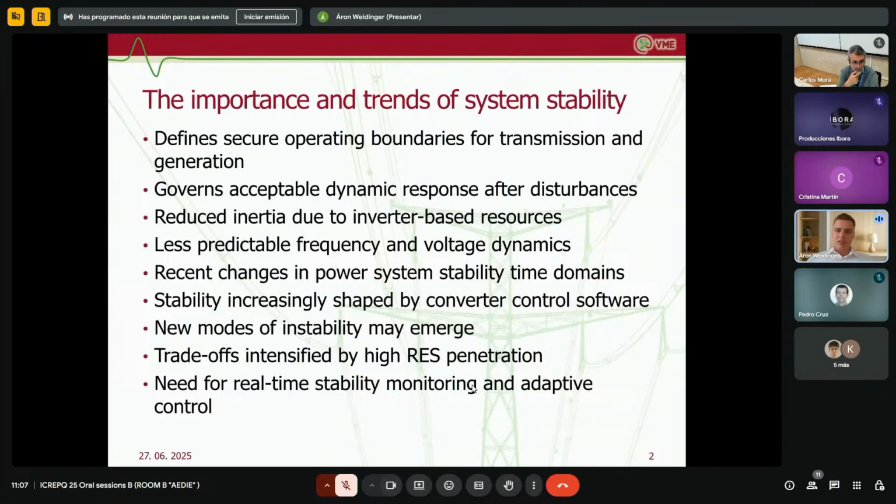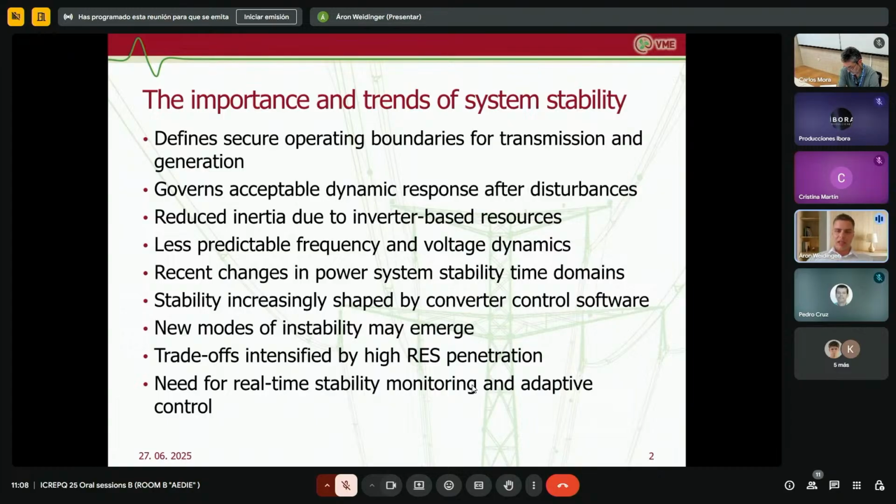So, power system stability defines the secure operating boundaries of the entire power grid. It determines how the system reacts to disturbances such as faults or line outages. In recent years, the rise of inverter-based generation has significantly changed grid dynamics. We are seeing lower system inertia, more volatile frequency and voltage behavior, and also changing stability timescales.